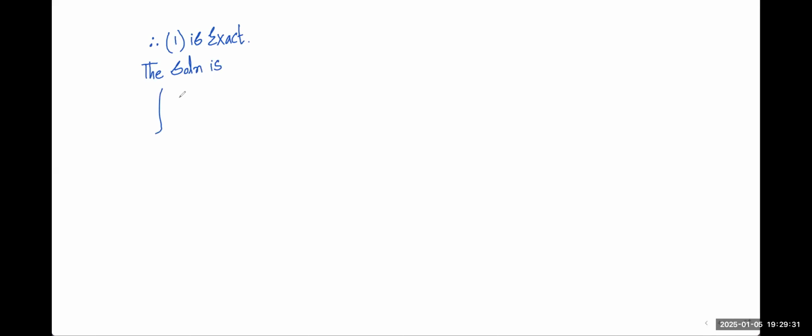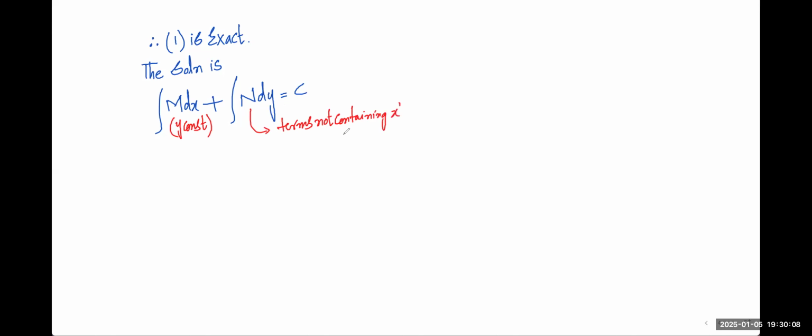integral of Mdx plus integral of Ndy is equal to constant. And don't forget the condition. For your convenience, let me write it once again. Here, y is a constant. Here, terms not containing x. Those terms only we have to integrate, where we do not have x.